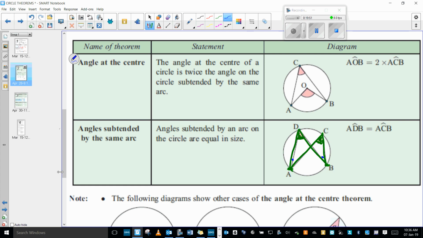So if all 4 points are on the circumference and they've made a bow tie, it means that the top 2 are the same and the bottom 2 are the same. But they're not all the same as each other. So the top 2 are equal to each other, and these 2 are equal to each other. And what do we know about these 2? What kind of angles are they? They're vertically opposite.